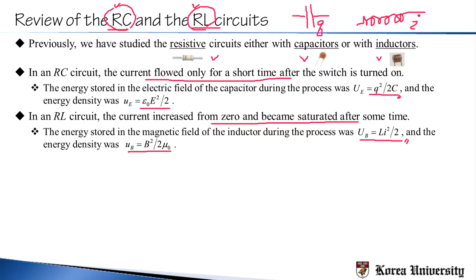Okay, so we studied these two cases separately. But then what if you directly connect a capacitor and an inductor to each other? Okay, these are examples of capacitors and these are examples of inductors. So we will see what happens when you have these together. So first we will think about the case without a resistor, and then later we will add the resistor. Okay.